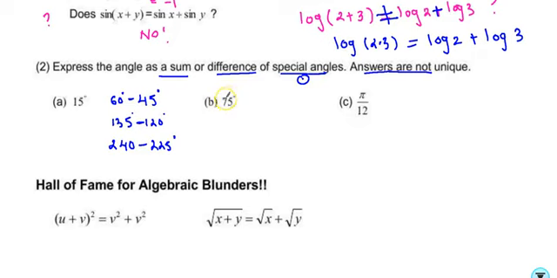So let's take a look at 75 degrees. Can I write it as 45 plus 30? Yes, you can.